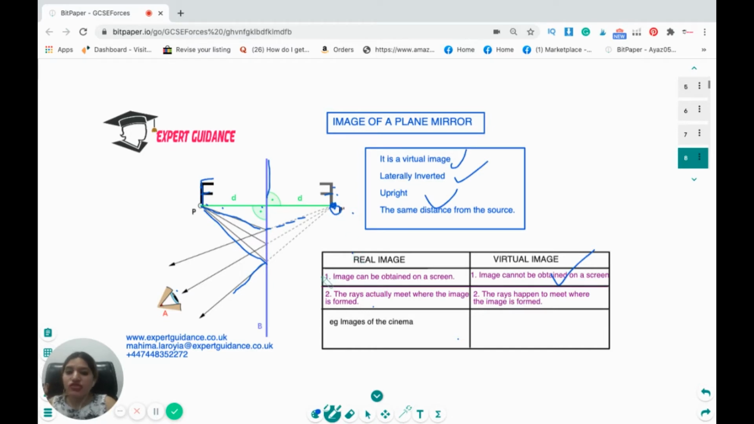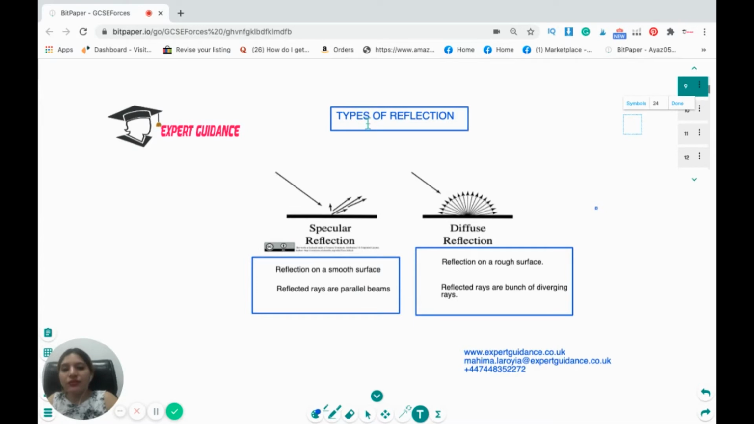Whereas a real image can be obtained on a screen, because the rays actually meet, like the images of a camera, and the virtual image is the image of the plane mirror. Okay, so I hope this concept of reflection and how you draw the image of a plane mirror is clear to you. Now, reflection can be of two types, specular and diffuse.